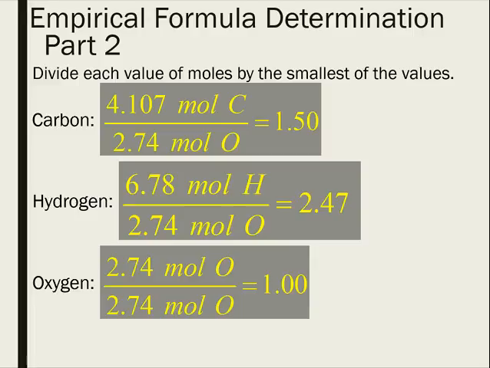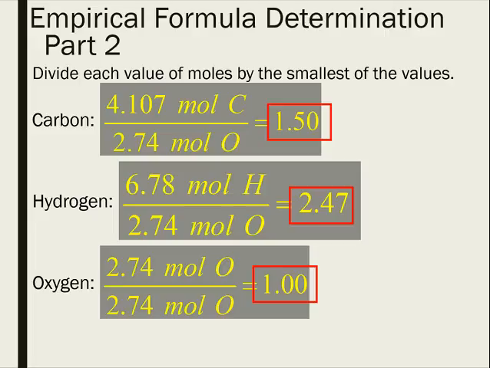Then for oxygen, do the exact same thing, and this one will obviously come out to be 1. These values right here that we've just calculated are molar ratios. The ratio of carbon to hydrogen in this compound, for which we're trying to calculate the empirical formula, is 1.5 to 2.47. For oxygen to hydrogen, it's 1.0 to 2.47. So these are the actual ratios at which these atoms occur.